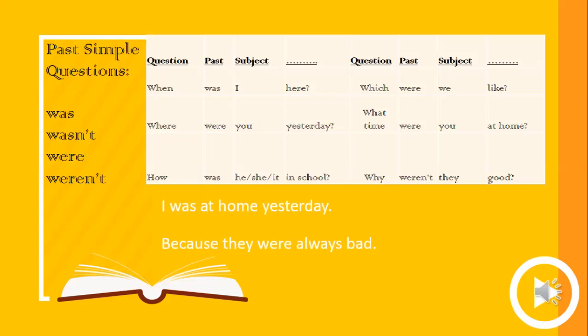In these questions here, remember, was goes with I, he, she, and it. Were and weren't go with you, we, and they.